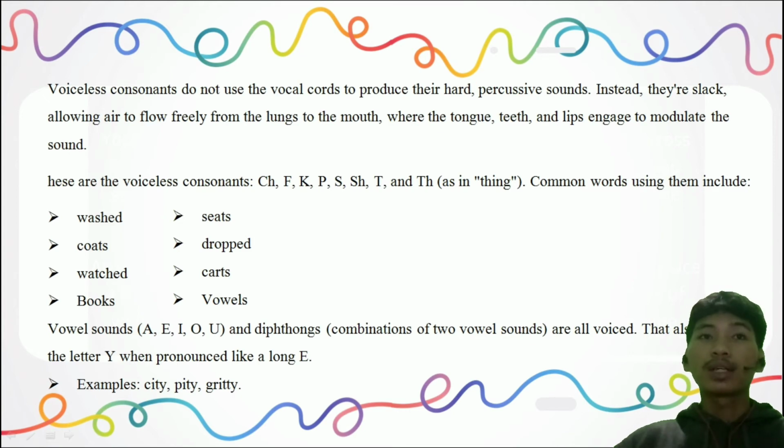Vowel sounds A, E, I, O, U, and diphthongs, combinations of two vowel sounds, are all voiced. That also includes the letter Y when pronounced like a long E. Examples: city, pity, gritty.